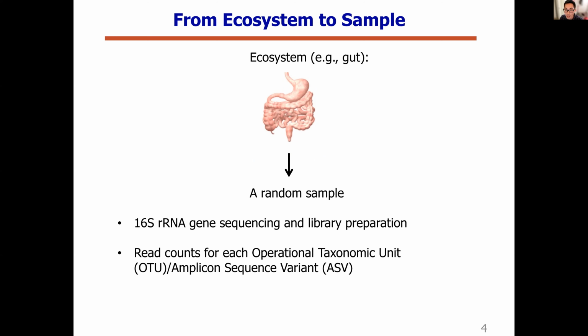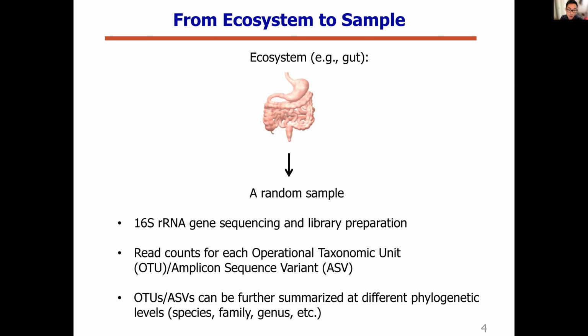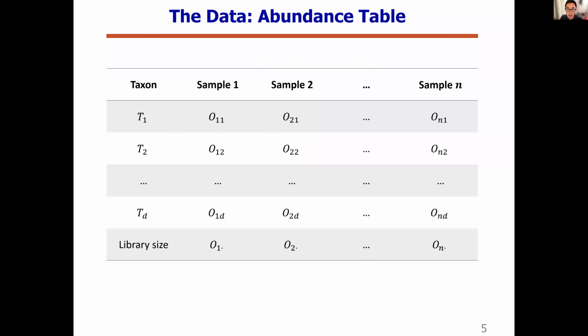At the end of the day, we will have something like the read count for a so-called operational taxonomic unit, OTU, or amplicon sequence variant, ASV. These OTUs or ASVs can be further summarized at different phylogenetic levels based on our research interest, such as species level, family level, and so on. So the data will be summarized as an abundance table. Each row stands for a taxon, and each column stands for a sample.